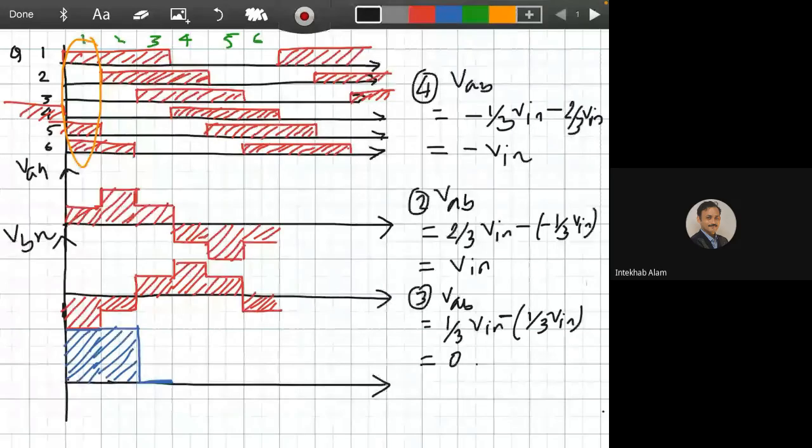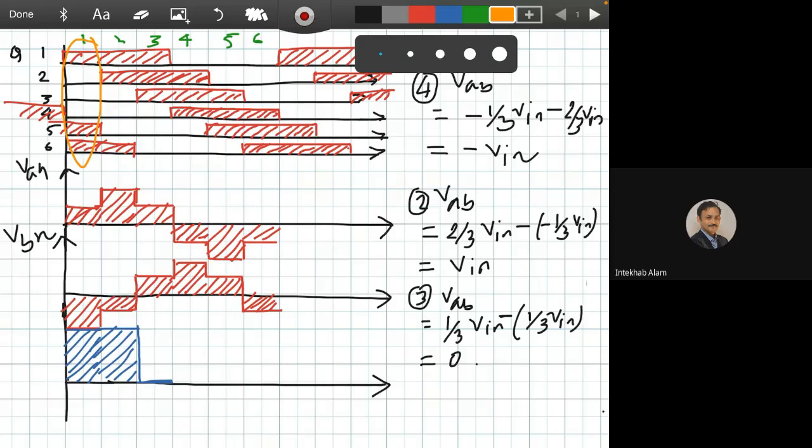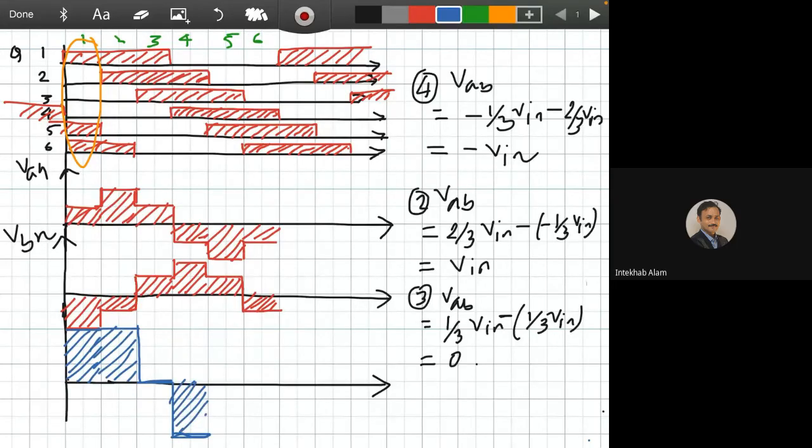Do you have any question? Sir, how did it become 0 for mode 3? For mode 3, VAN equals what? I understand the minus. Okay. Is it clear? Yes sir. Okay. So in mode 4, this value is actually minus VIN. So do you agree? Minus VIN. Okay.